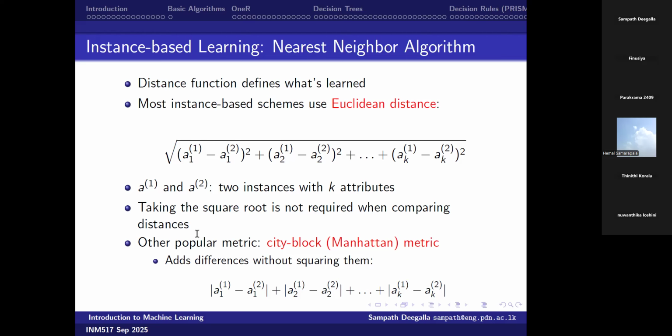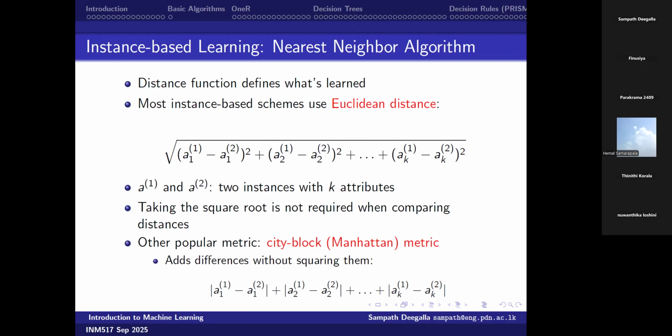And you sum up all the values. That means you sum up all the squared attribute differences, and then you take the square root of it. In this equation, assume that we have k attributes. The first attribute is A1, then A2, and the final one is AK. The two instances we label as 1 and 2. You get the differences and square them, sum over the attributes from 1 to k, and then finally take the square root. That's the most commonly used technique.